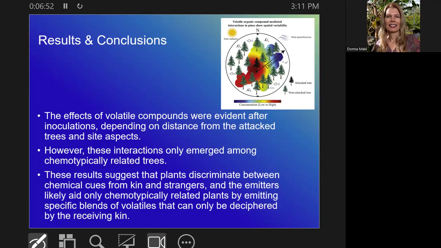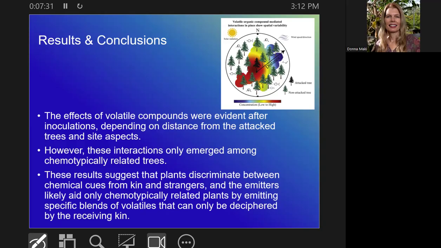So these results suggest that plants discriminate between chemical cues from the kin and strangers. And the emitters likely aid only chemotypically related plants. It was like a private conversation where the plant they infested, they studied its chemotype and showed that only similar chemotype plants were getting the signal to ramp up. And so amazing that they were able to get some data to draw some pretty sound conclusions that you have this kin conversation, kind of like a private conversation going on in this mixed forest system.